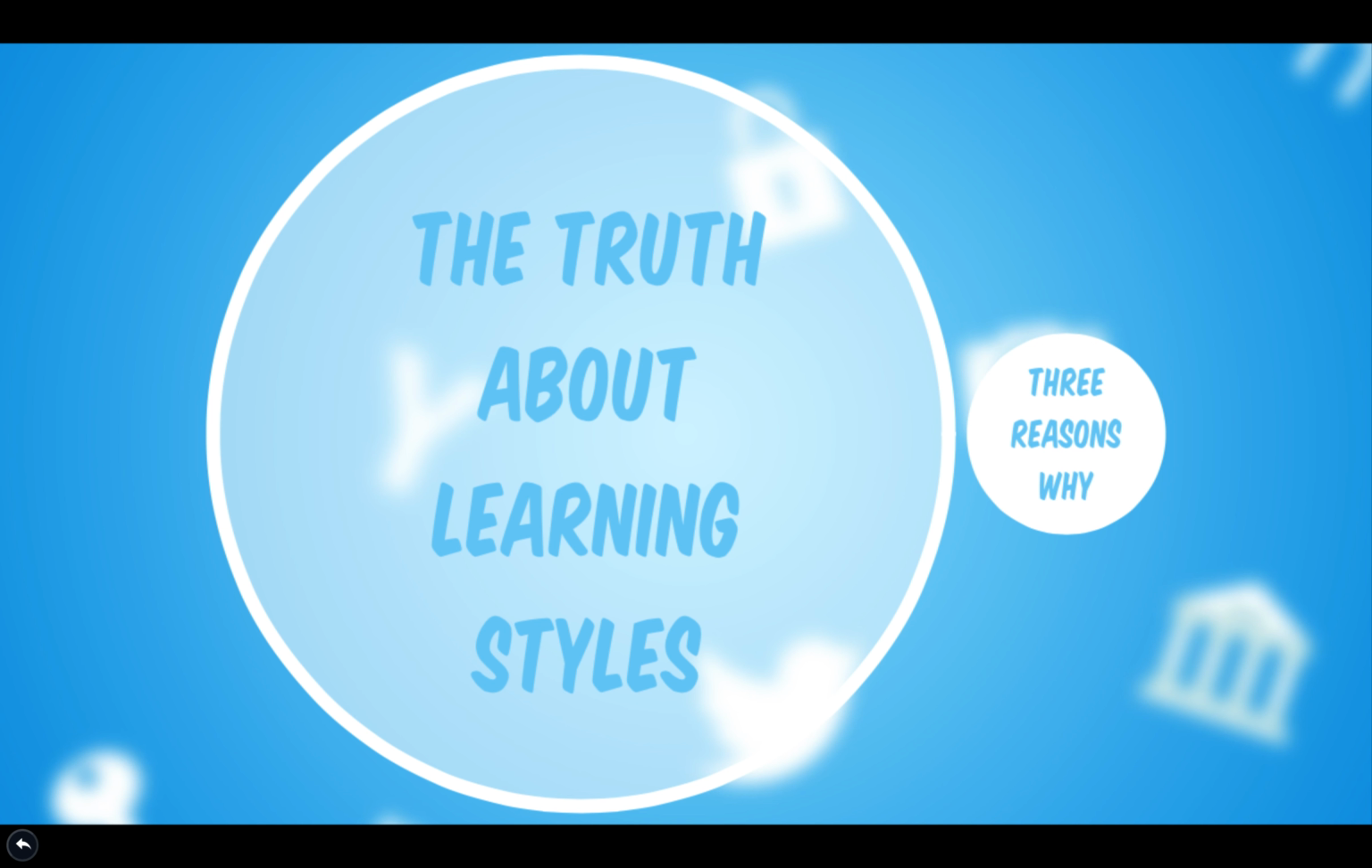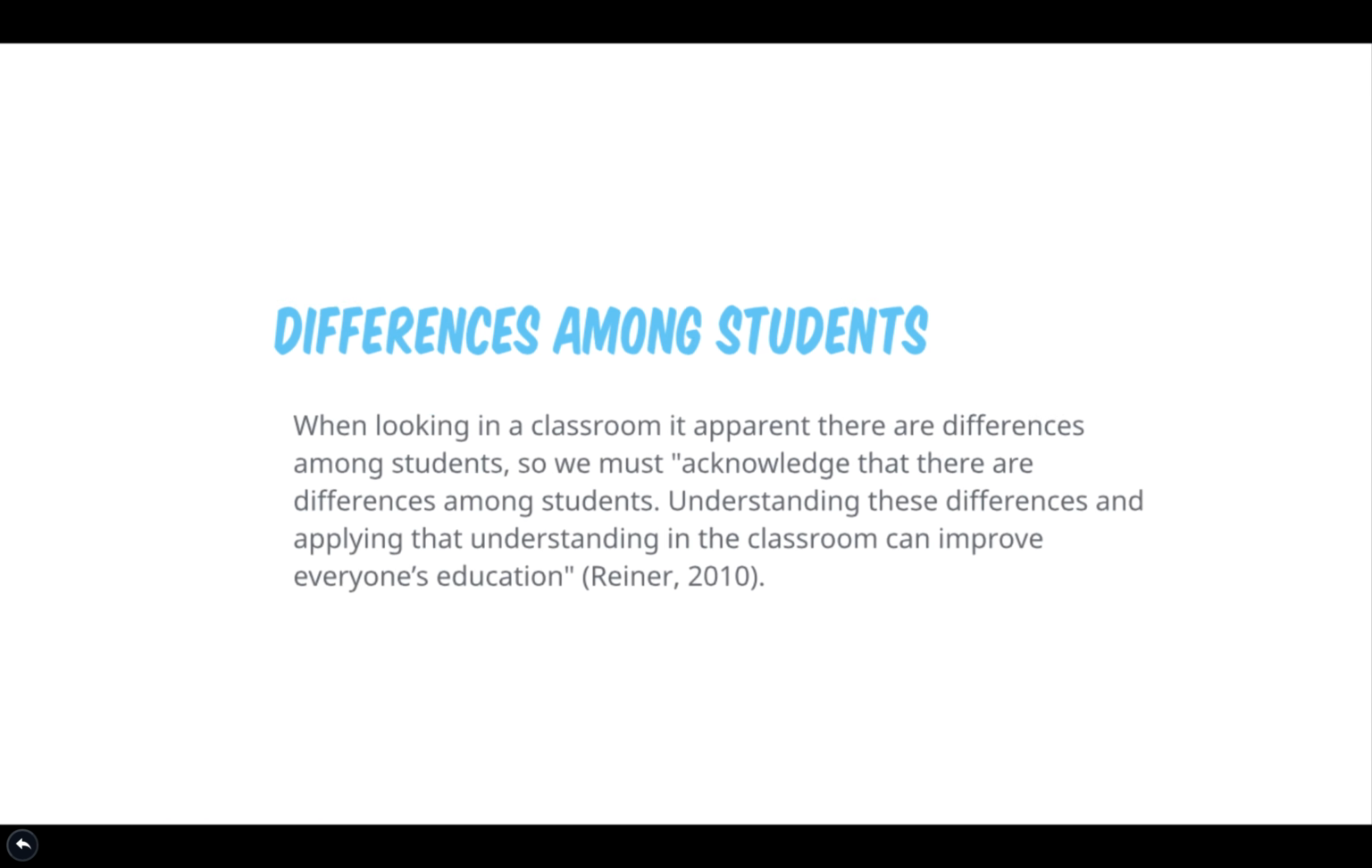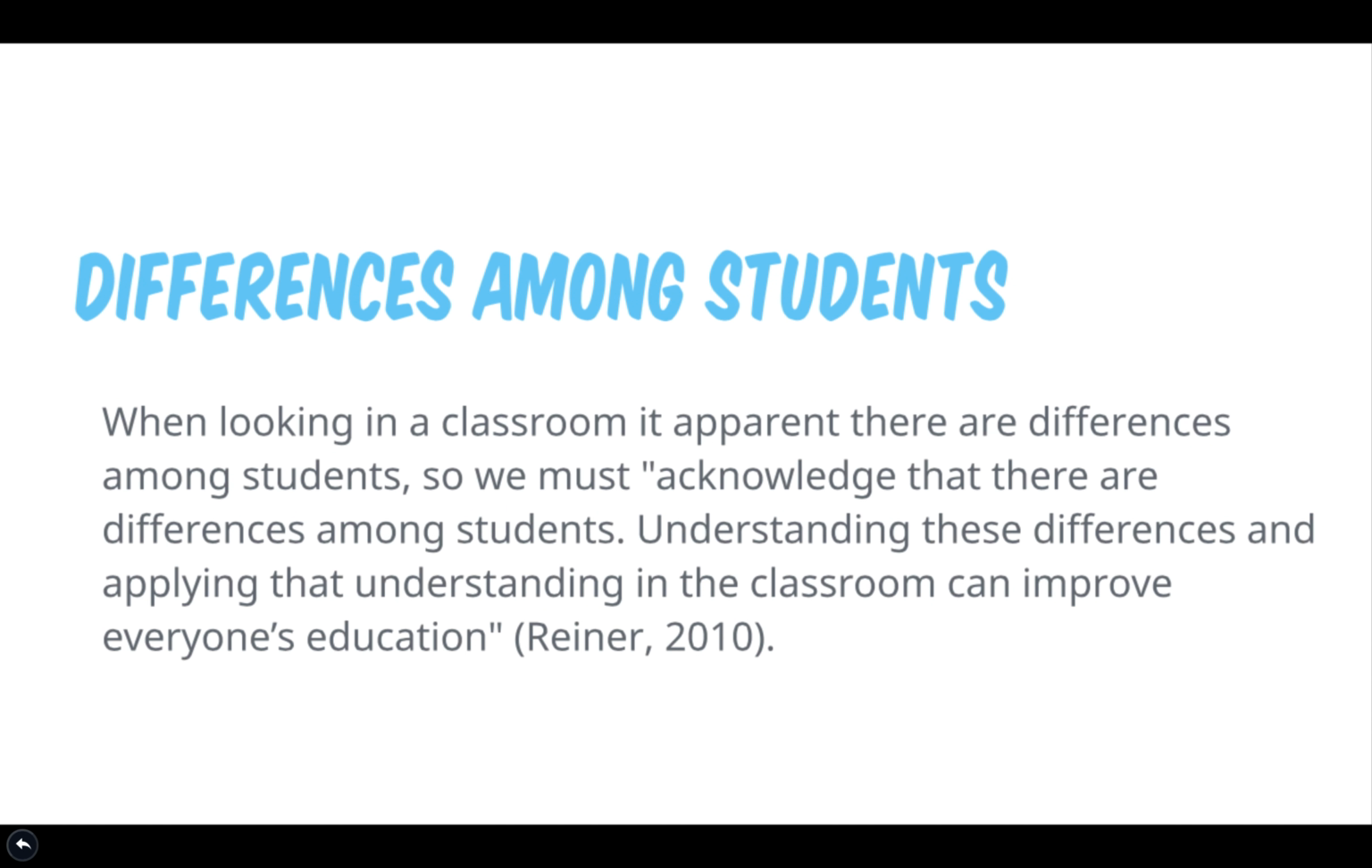So the truth about learning styles, there are 3 reasons why. Differences among students. When looking in a classroom, it's apparent there are differences among the students. So we must acknowledge that there are differences among these students. Understanding these differences and applying that understanding in the classroom can improve everyone's education. So knowing that it's an individual student, not a whole class, that you have to teach to can help improve how your class learns and what you should do in your classroom.